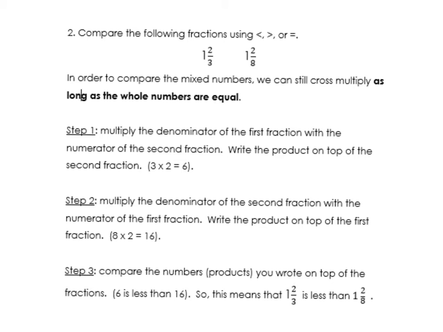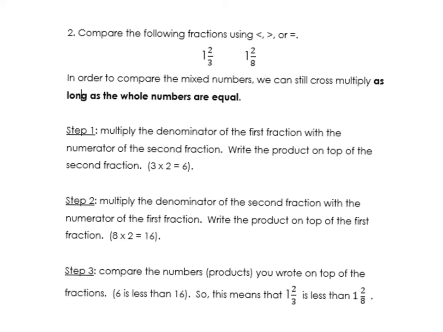Look at the next example. Number 2 says to compare the following fractions using less than, greater than, or equal to. In order to compare the mixed numbers, we can still cross multiply as long as the whole numbers are equal. Step 1 is to multiply the denominator of the first fraction with the numerator of the second fraction. Write the product on top of the second fraction.